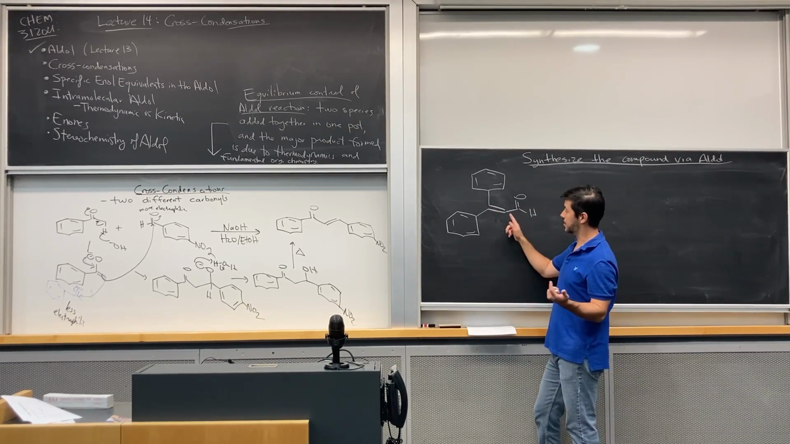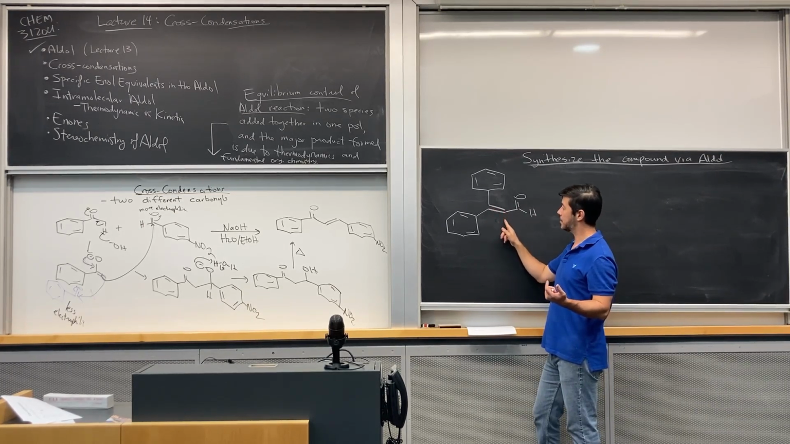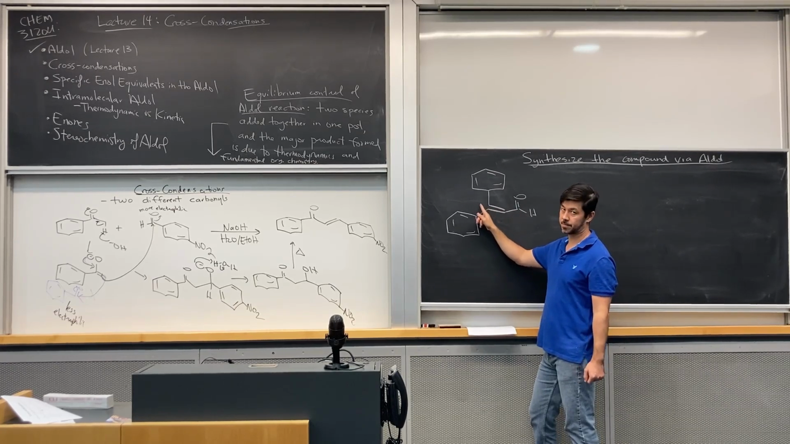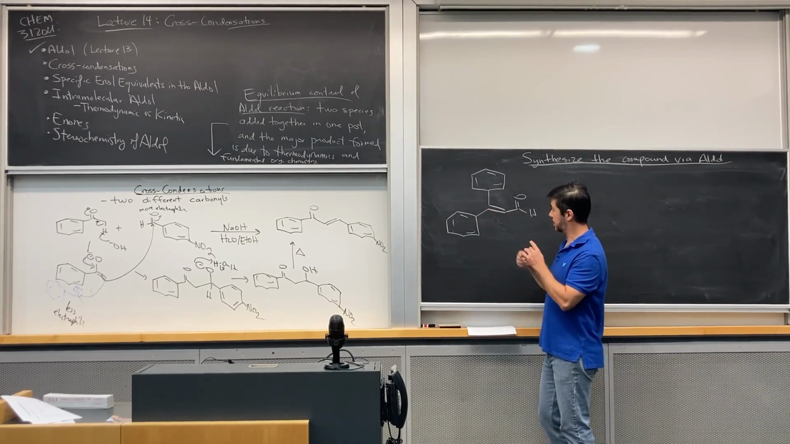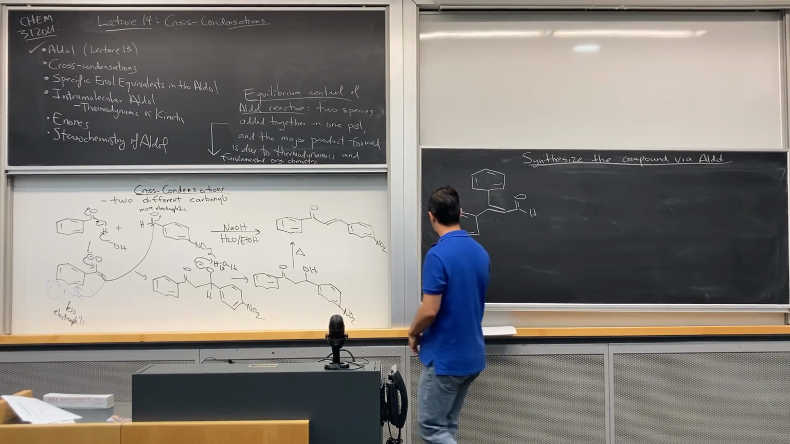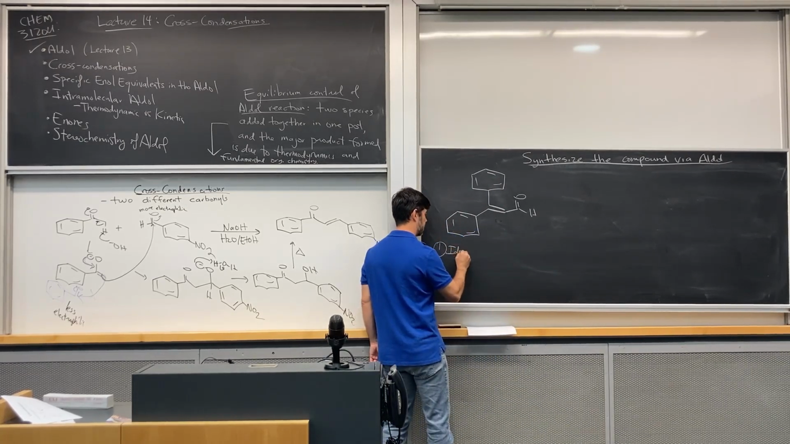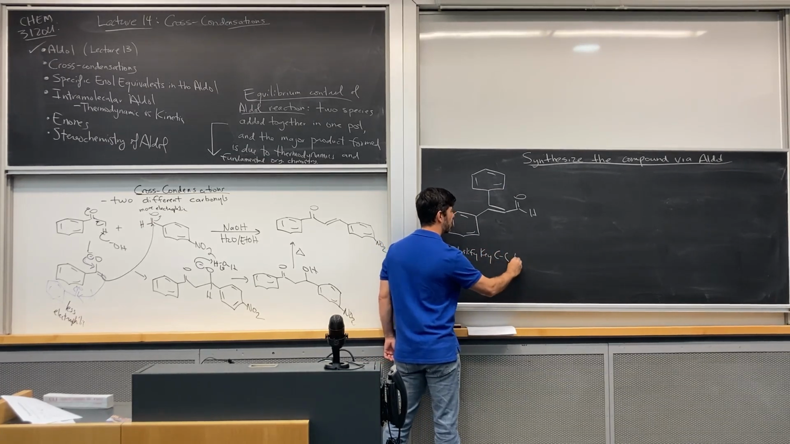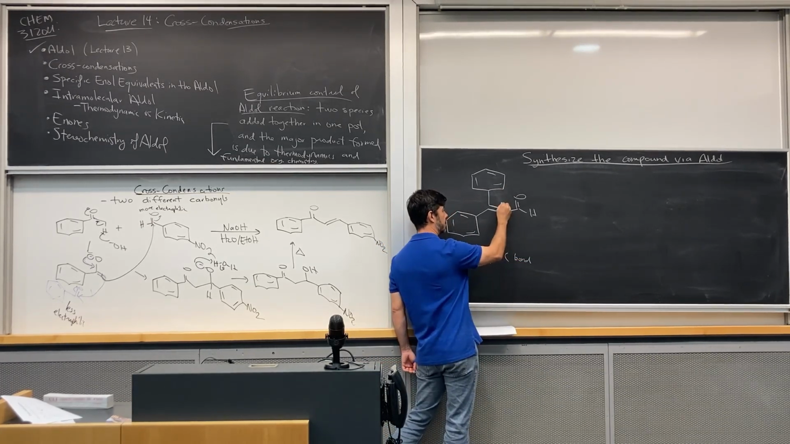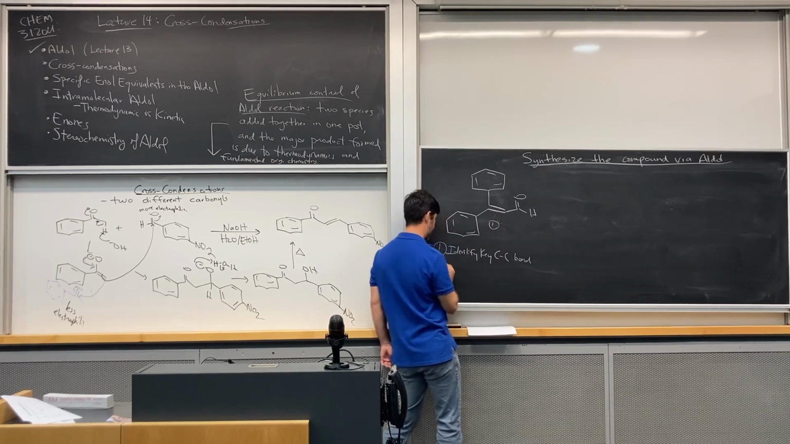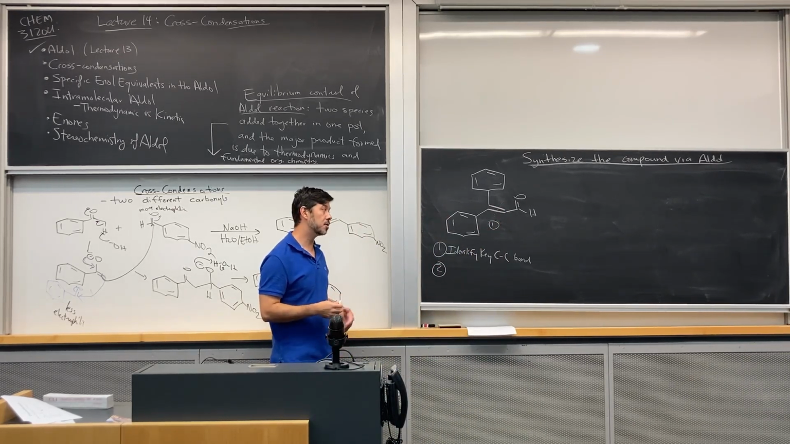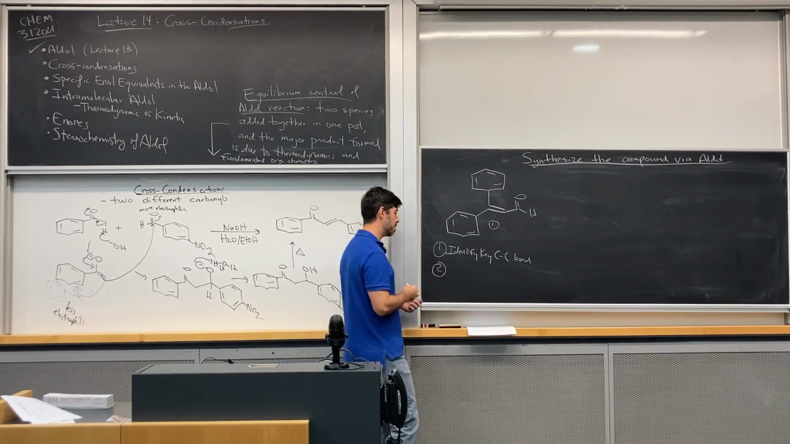And it had water attached through removal of this double bond, having an alpha proton here attached to the aldehyde, and then an OH group here. Okay, so I would say step one, identify the key carbon-carbon bond. Okay, so that's right here. And then step two, if it's dehydrated, identify what the structure of the non-dehydrated aldol will look like.